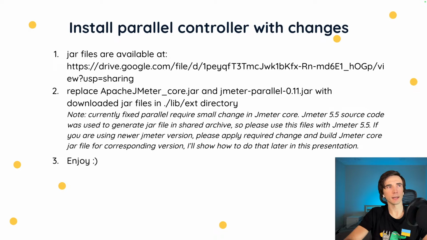So this archive has two jar files. The first one is the modified JMeter core. Unfortunately, we needed to make a tiny change in JMeter core. Why? Because generally, as I said before, parallel controller is heavily dependent on core JMeter implementation. So they are reusing almost all stuff related to the actual sample execution, connection management, and so on. So we needed to add some small tiny modification.